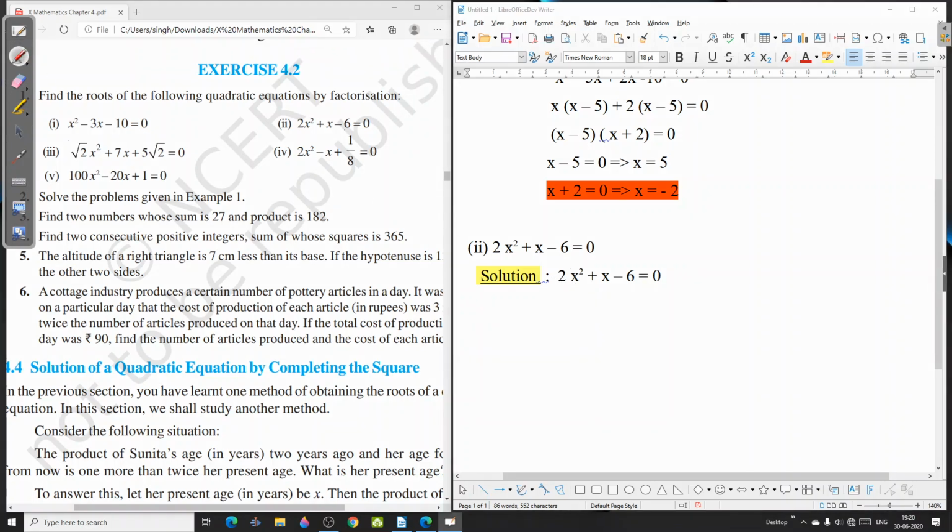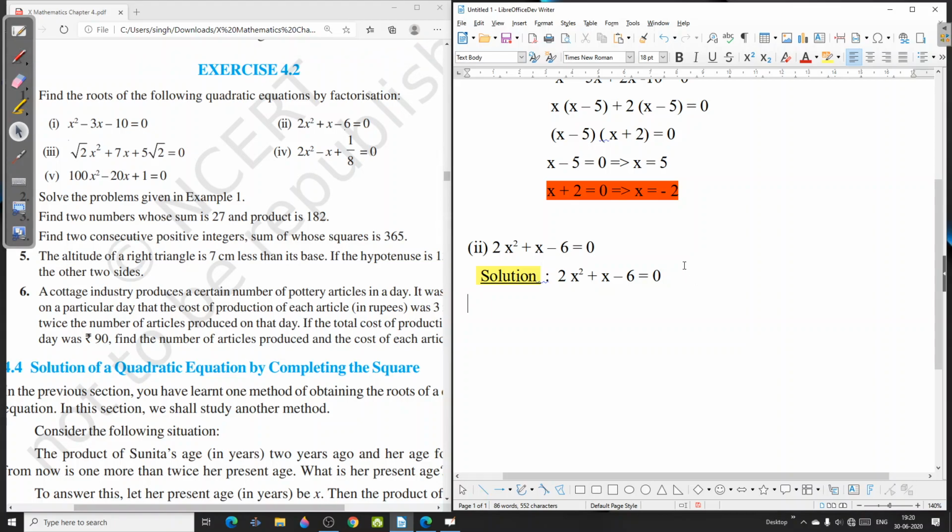What is a here? That is the coefficient of x square, that is 2. And what is the constant term here? Minus 6. Multiply 2 and minus 6. 2 into minus 6, that will give you minus 12. And you have to factorize minus 12 in such a way that on adding you get 1.